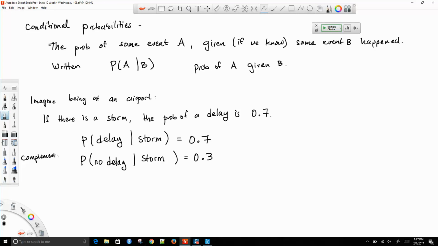So we got probability of delay given storm is 0.7, and that means the probability of no delay given a storm is 0.3. Right? So if a storm has happened, there's a 70% chance that your flight is delayed, and there's a 30% chance that your flight is not delayed. Okay. Let me just further this, and I'll say if there is no storm, the flight can still be delayed.